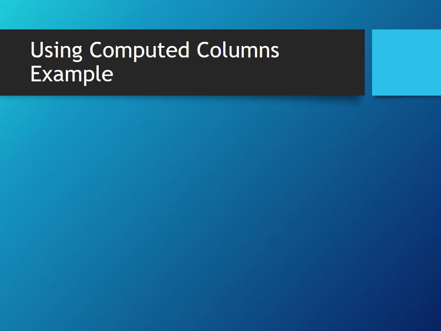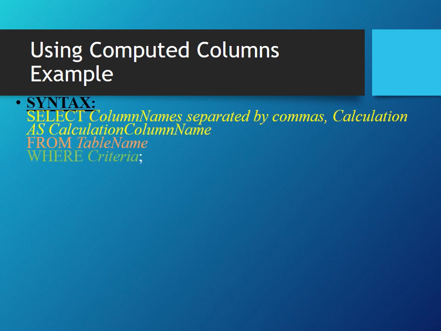The syntax for a computed column is select column names separated by commas, calculation, the keyword as, calculation column name, keyword from, table name, keyword where, and then criteria, and then a semicolon. Notice the calculation in the select statement and the keyword as afterwards to name the new column. If the column is not named, the new column heading is the calculation written out. Let's look at a question.